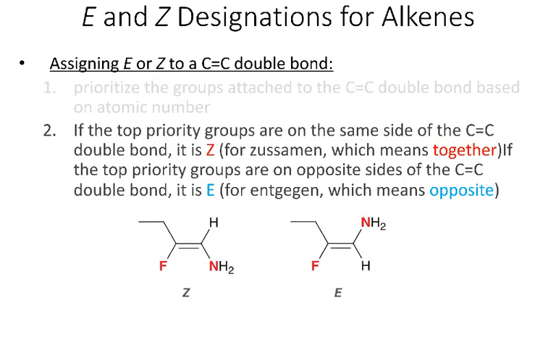And then once we have the priorities, we assign the E and Z designations. If the highest priority groups are on the same side of the double bond, then that's designated Z. And if the highest priority groups are on the opposite sides, then that's given the designation E. Now, the Z and the E both come from German words. It's Z when they're on the same side, E if the highest priority groups are on opposite sides.